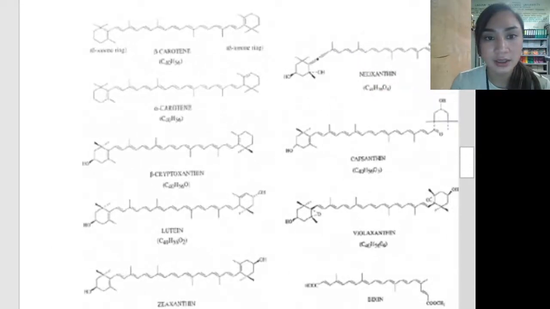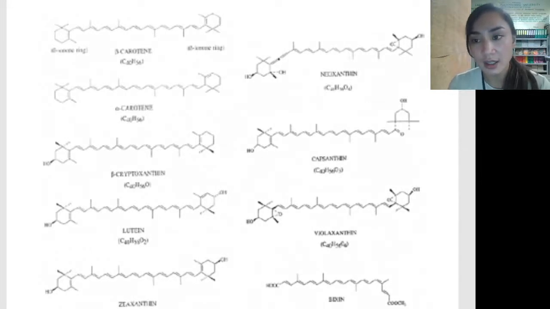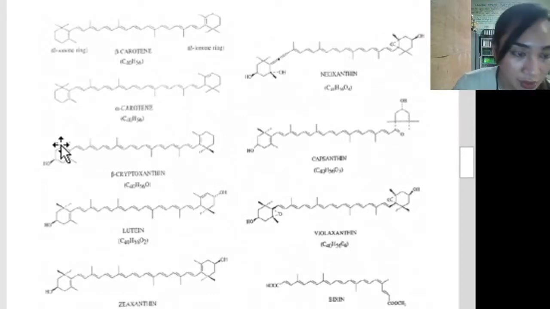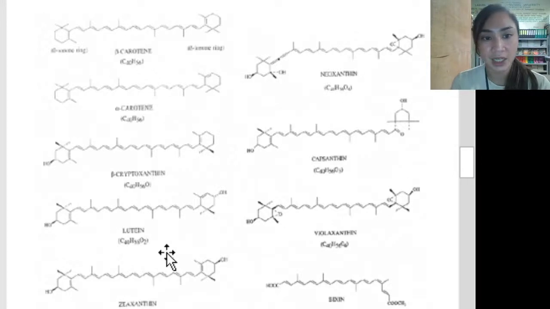Okay, and then the other derivatives ng ating carotenoids are, nag-iiba lang sila talaga dun sa substituents nila. No? So, kung mapapansin nyo, naiiba lang siya dito. And yung configurations niya, if we look here, meron tayo ditong oxygen and hydrogen, hydroxide na attachments. So, yan, no? Naiiba lang sila dyan.